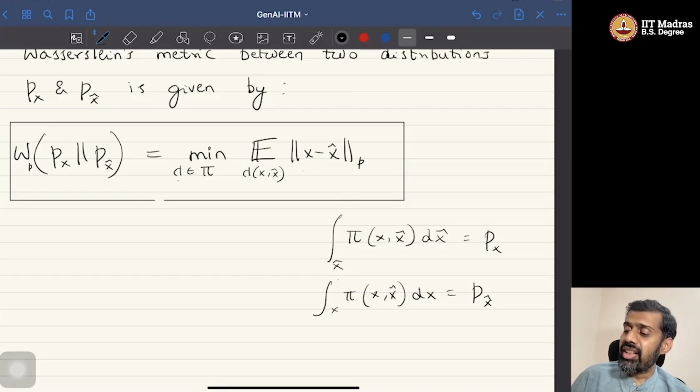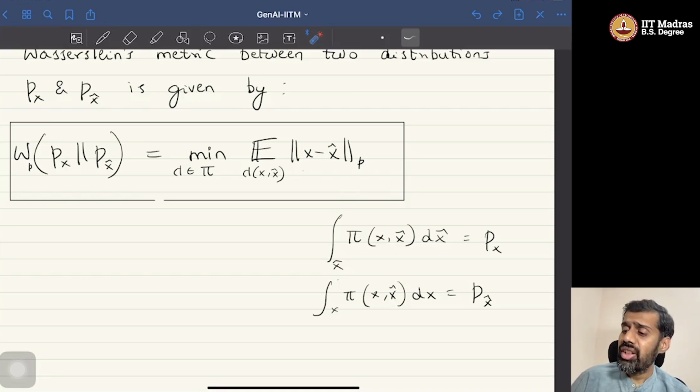The question that we are asking here, or rather the optimization problem that we are solving here, is, given that I can transform px into px cap via multiple ways, tell me the one that corresponds to the least amount of work done. That gives you a sense of how close or far the distributions are, because the lesser the amount of work done in transforming one distribution to the other, the closer the distributions are. Okay, so this is the definition of the Wasserstein's metric.